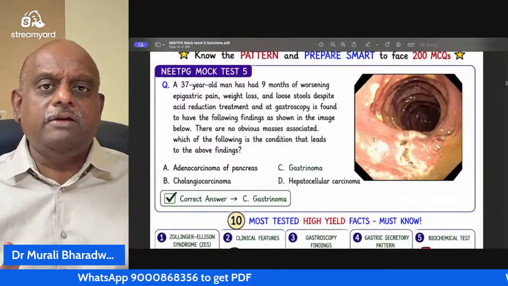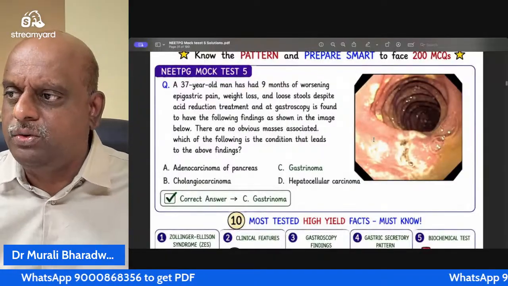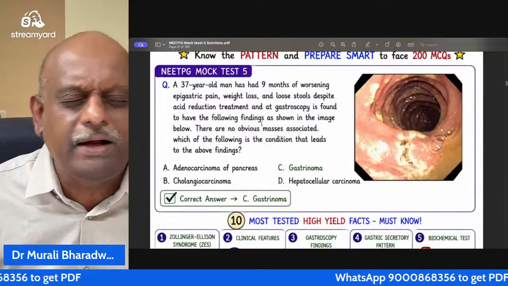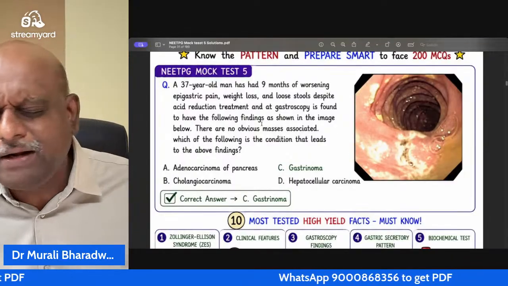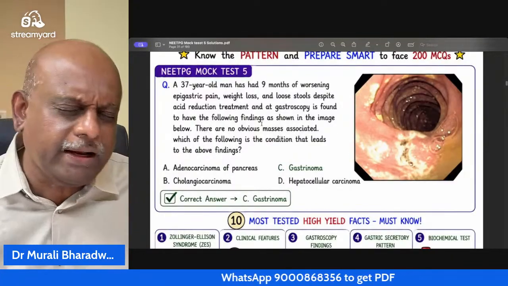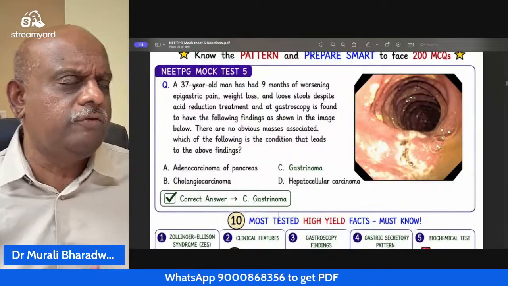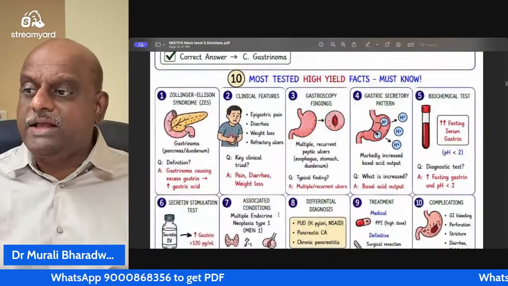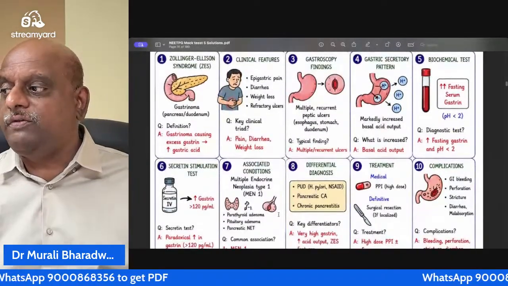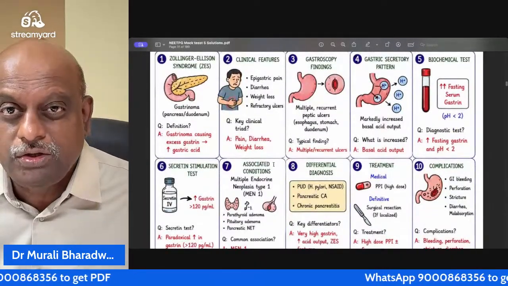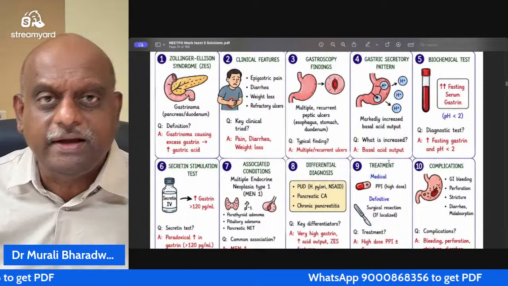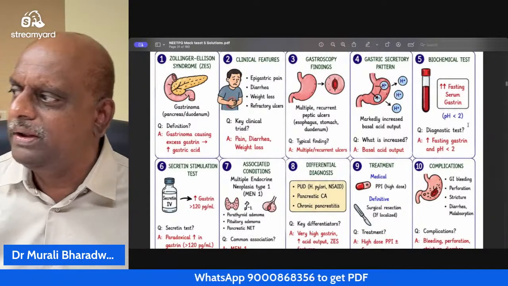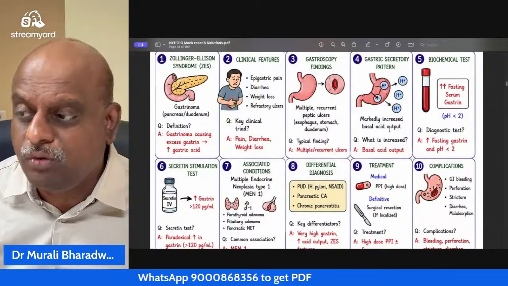A 37-year-old with a worsening of the epigastric pain, weight loss, and loose stools despite acid reduction treatment. So multiple refractory peptic ulcers must make you think of Zollinger-Ellison syndrome, which is gastrinoma, is what we need to remember. So basal acid output is increased, fasting gastrin and pH less than 2 is the most important test to prove it.